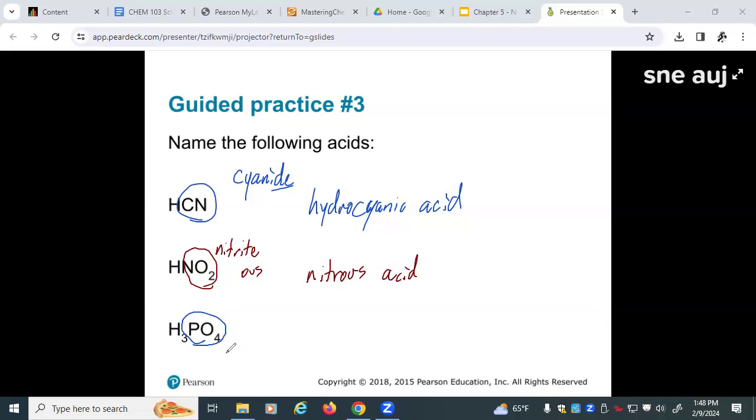Finally, we get to this one. We know it's a phosphor. Question is, is it a phosphate or a perphosphate? I have four, it's either one. Phosphate is one of the few that has four as its ate without the per on it, so this is just the phosphate ion. Since it ended in ate either way, we knew it was going to be an ic acid. The name of this is phosphoric acid.